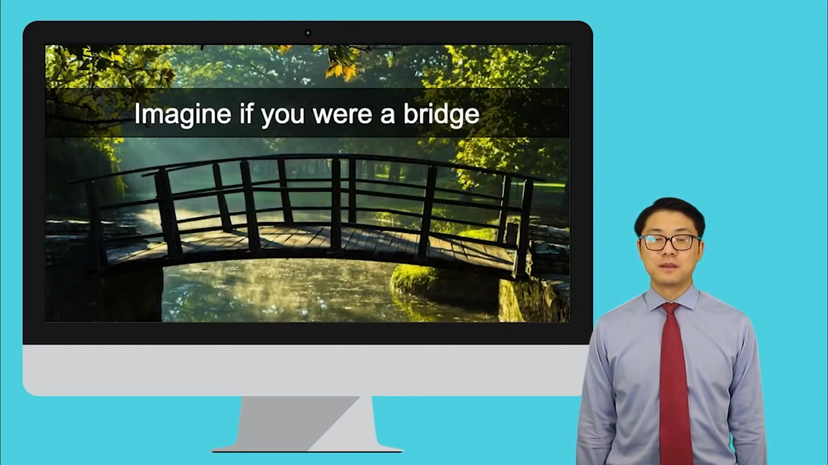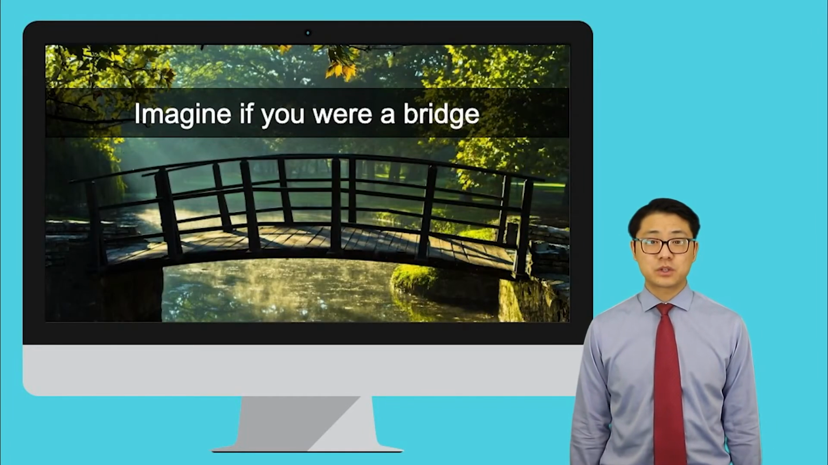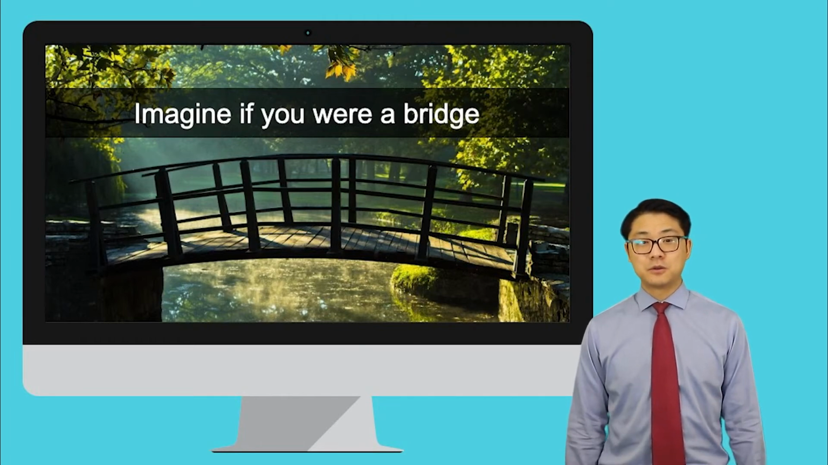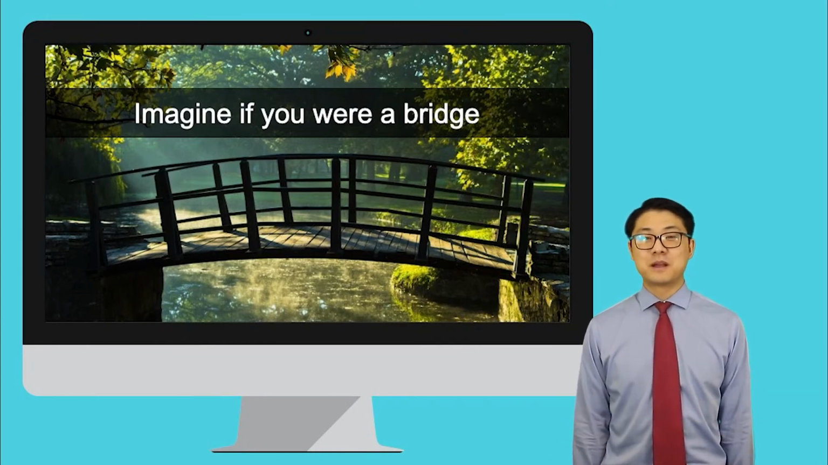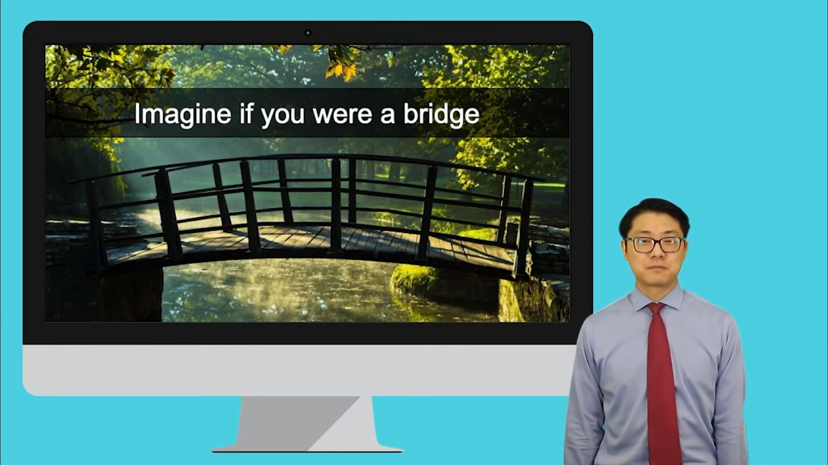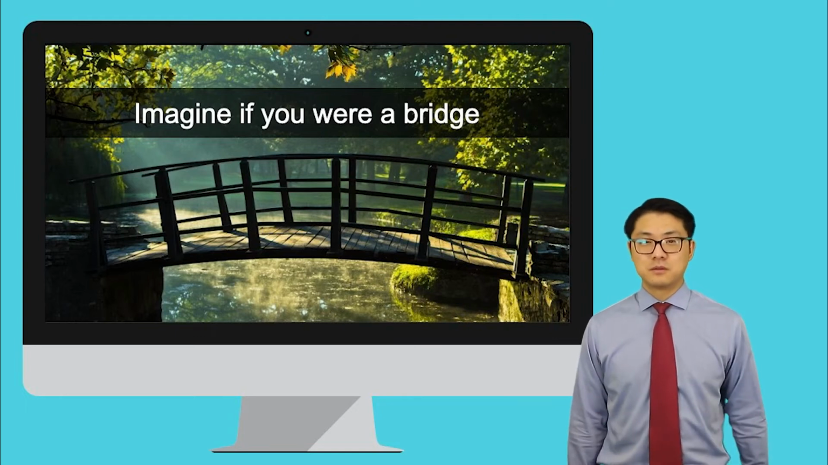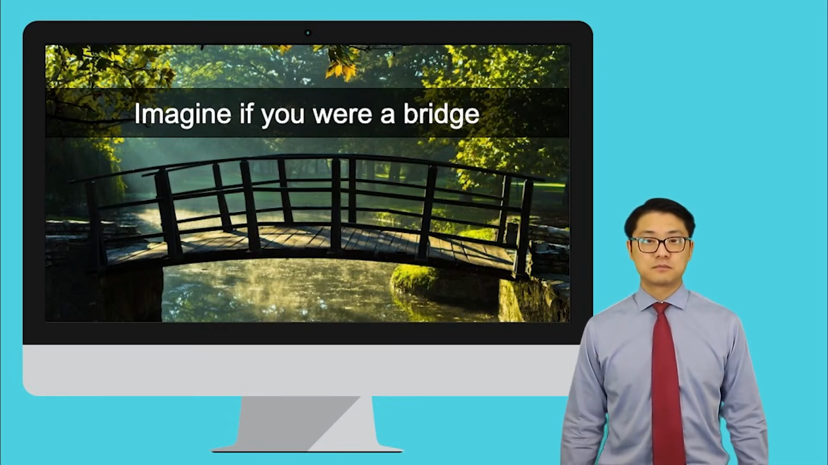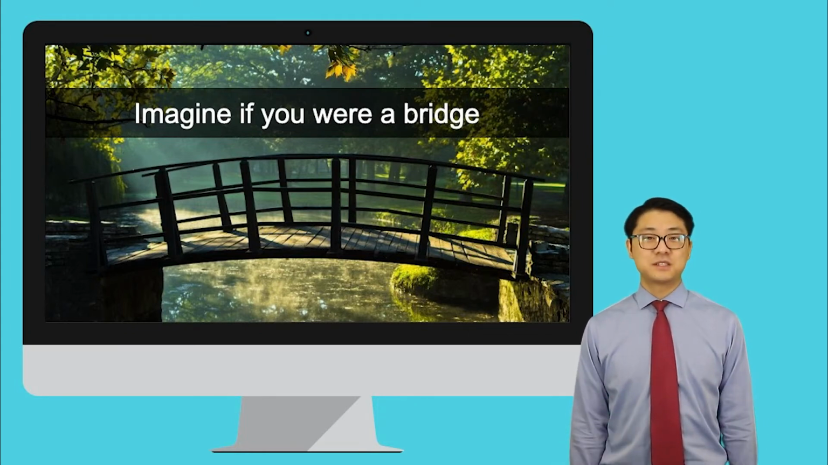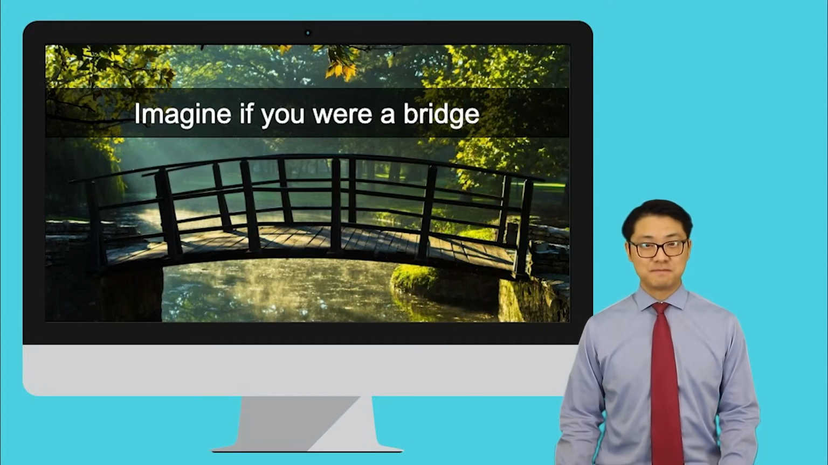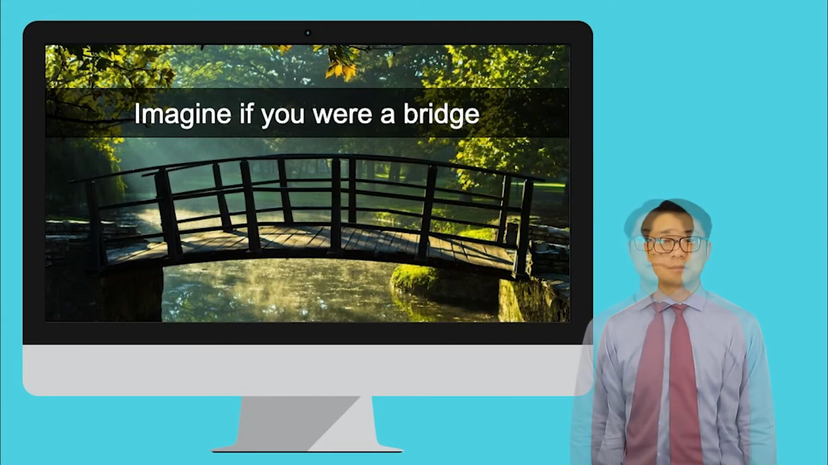Now, here we have a picture of a bridge. Now, I know you might be thinking, wait, how could I? That doesn't even make sense. How am I supposed to imagine that I'm a bridge? I'm a human being. But, you know that famous movie, Forrest Gump? He said, life is like a box of chocolates, right? So let's just take that same idea and apply it to our lives.